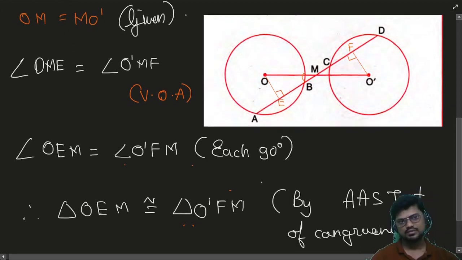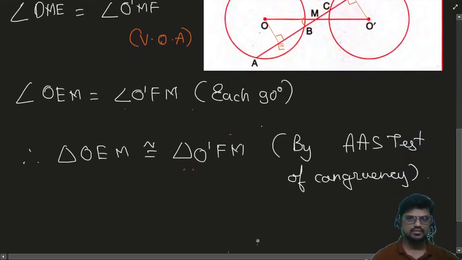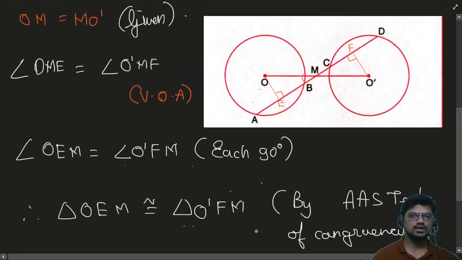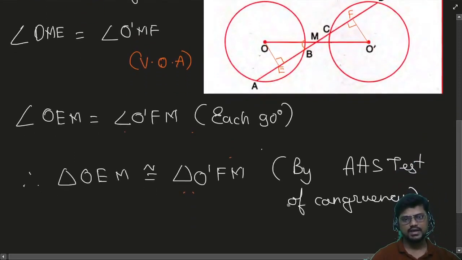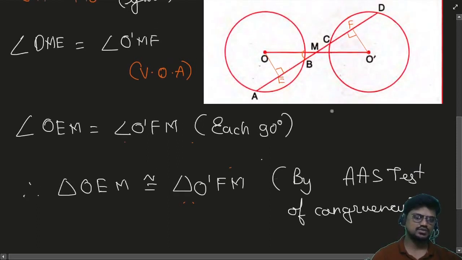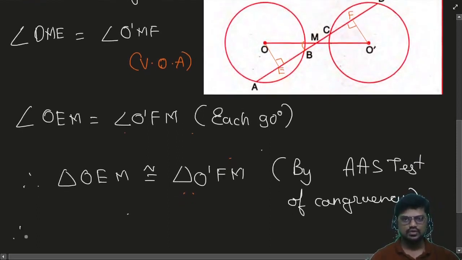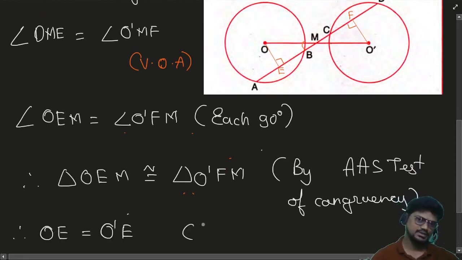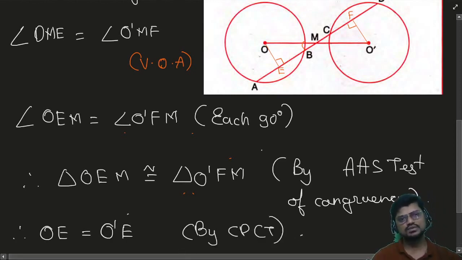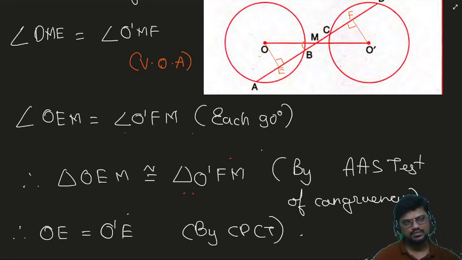Sir, what have you written? VOA, where VOA is vertically opposite angles. So by AAS test of congruency, we can say that the two triangles are congruent. Therefore, OE will be equal to O dash F, by CPCT. Now, if these two chords are at equal distance from the center and the two circles are also equal, therefore the chords will also be equal.